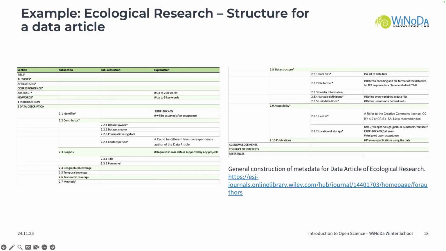the identifier of the data set, who contributed, because it's, of course, not only the data set creator, there might be a data set owner who is different from the first person, then information on the project where it was created, different information on coverage: geographical, temporal, taxonomic, since it's an ecological journal. Of course, the methods that were used to collect the data, to create the data, quite some information on the data structure so that you're able to understand it and use it, information on accessibility and publications that are linked to the data or for which the data was used.